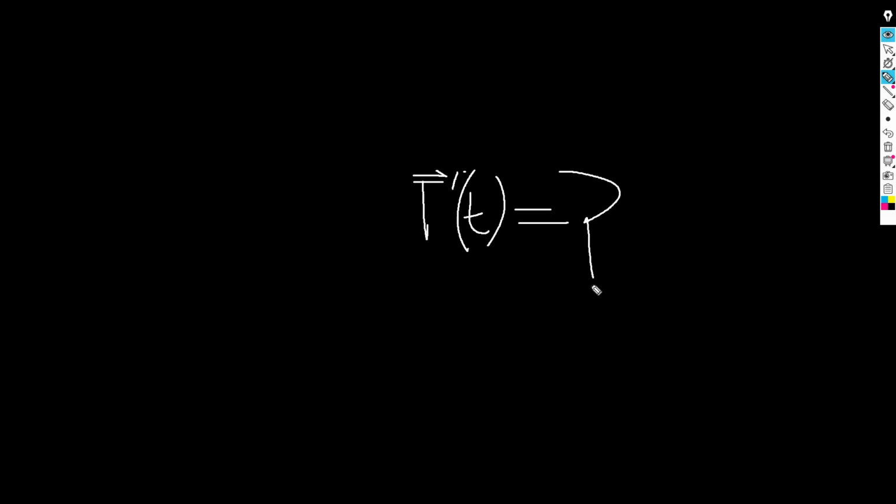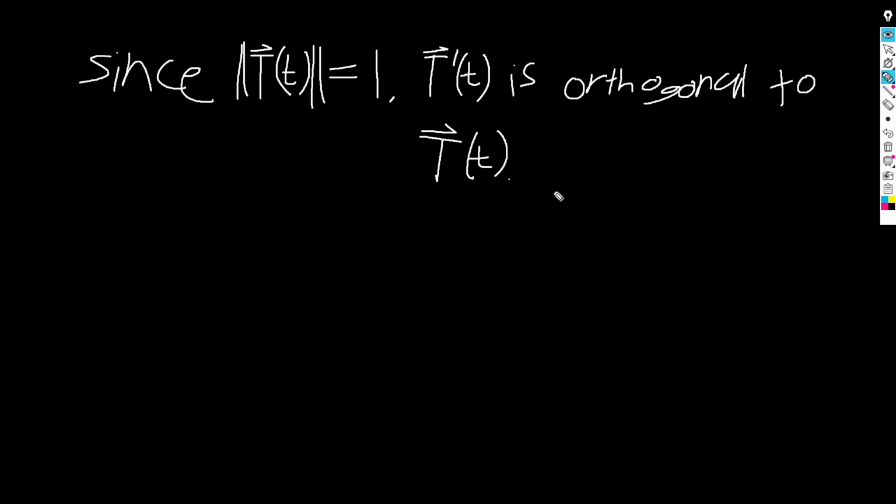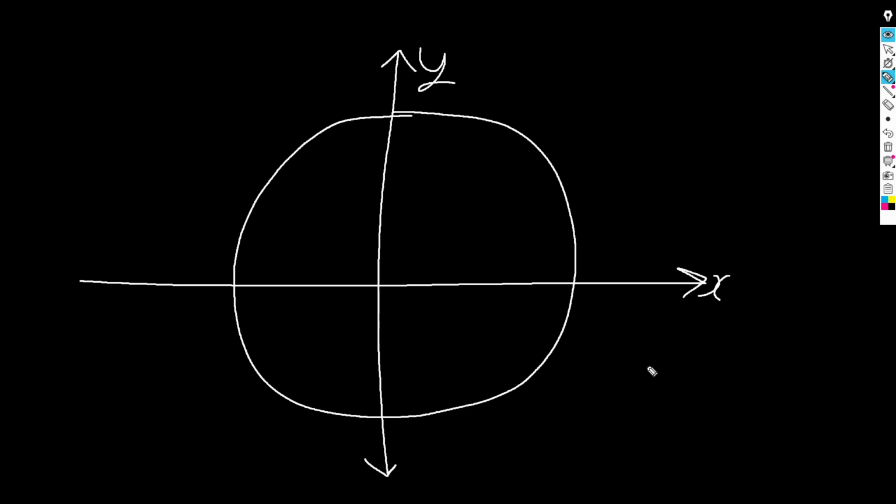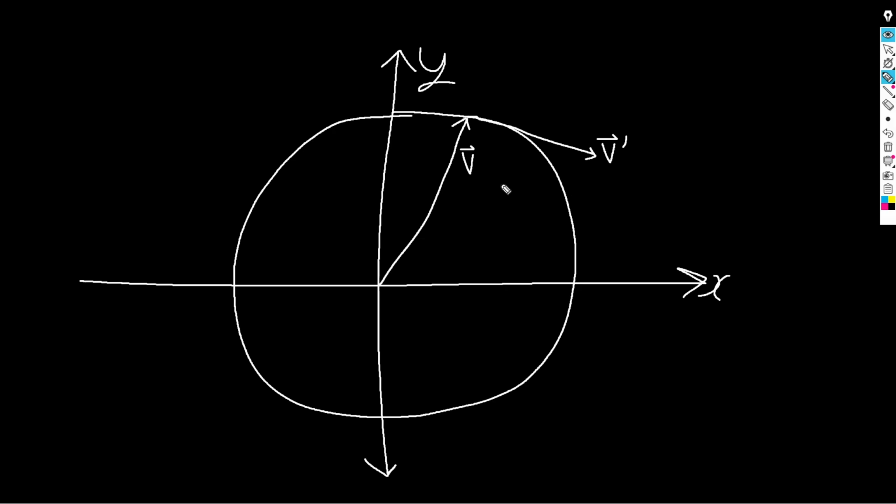And so a natural question after doing that is, what happens if we differentiate the unit tangent? Well, it turns out that since the norm of T is 1, T prime is going to be orthogonal to T. And to see why this works, let's imagine a circle with its center at the origin in the xy plane. And let's make a vector from the origin to somewhere on the circle. This vector's derivative will always be orthogonal to itself, no matter where it is on the circle.